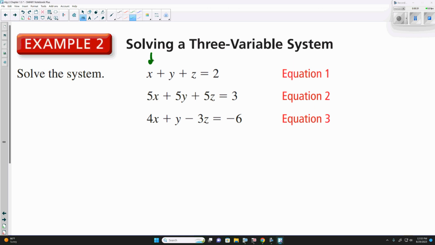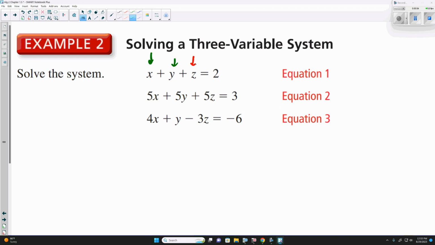All of them are good choices because if we look at X, well, the first equation has 1X. We can easily turn it into 5X and 4X. We can multiply it by 5 to get 5X, 4 to get 4X. If we look at Y, well, the top and bottom equation already are the same. They're 1Y. So we have to pick one of them, multiply it by 5, and we get the middle. So that one's not too bad to do elimination on.